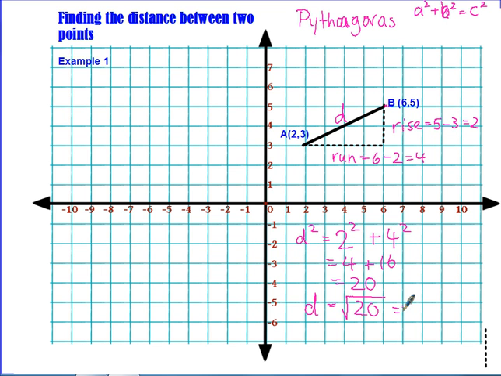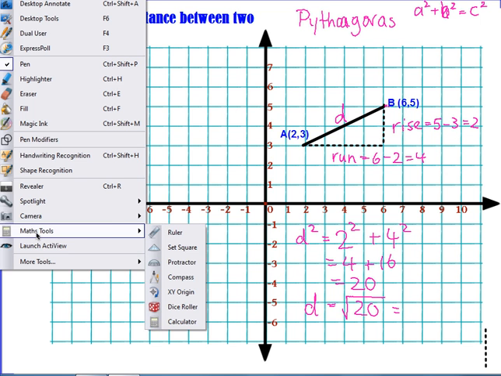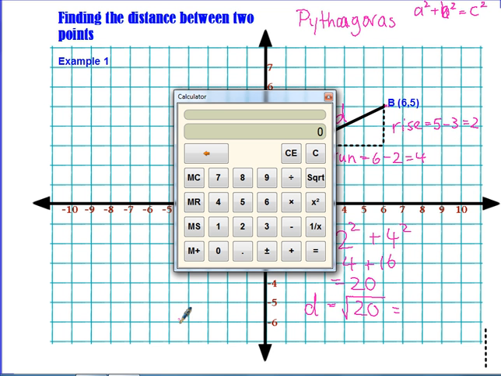And I'll just go and get the calculator, which is here somewhere. And the square root of 20 is equal to 4.47 to 2 decimal places.